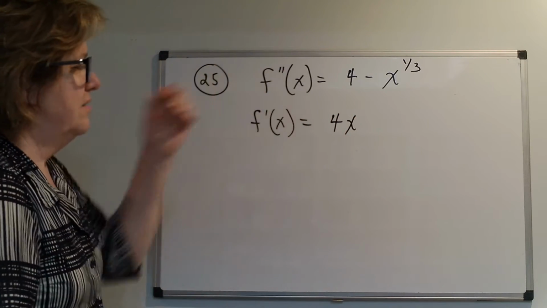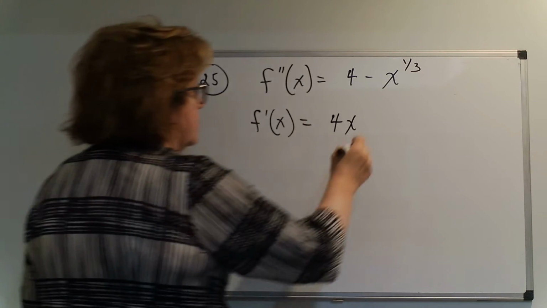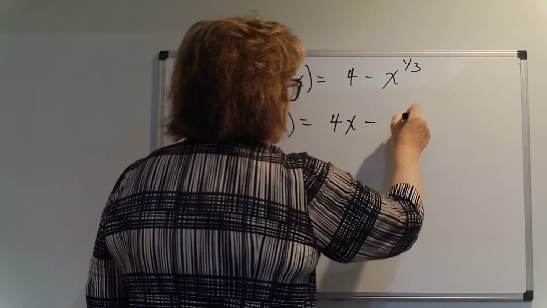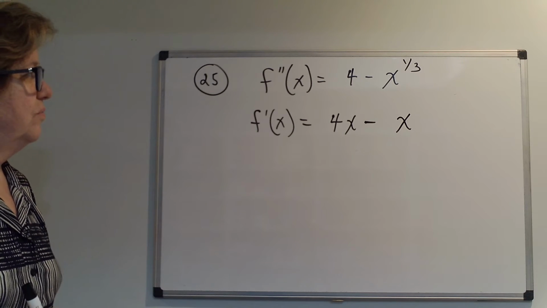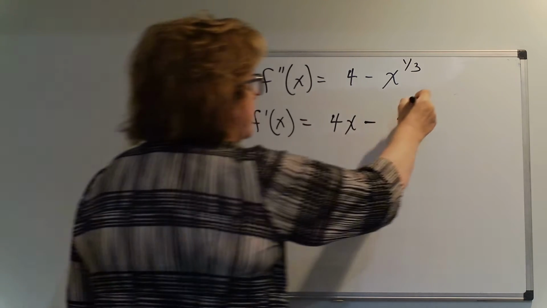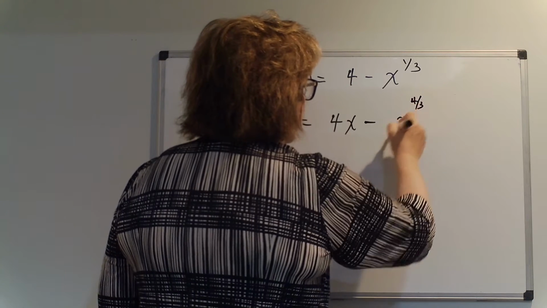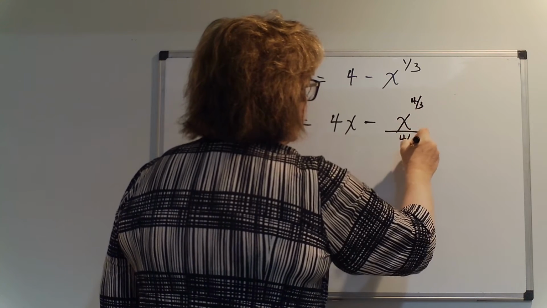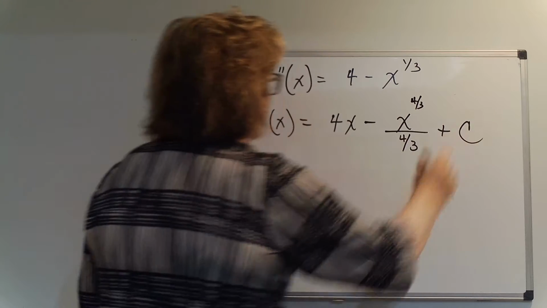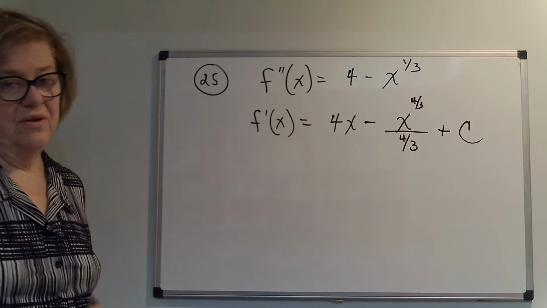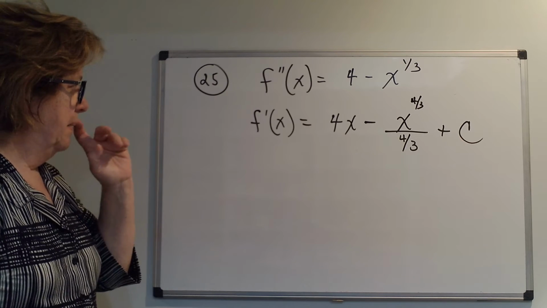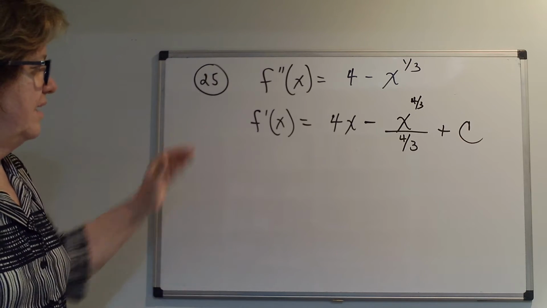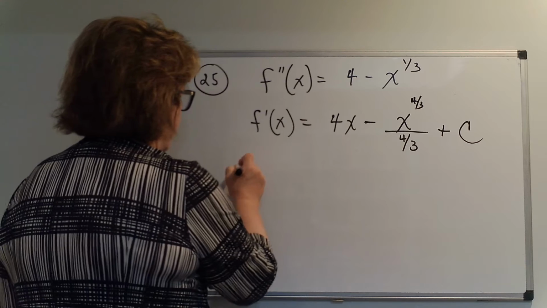And we need the antiderivative of that. So what we need to do is add 1 to the exponent. So 3/3 plus 1/3 would be 4/3, and divide by 4/3. And then we have some constant. We don't know what it is. Okay, so now we've got to take the antiderivative again.